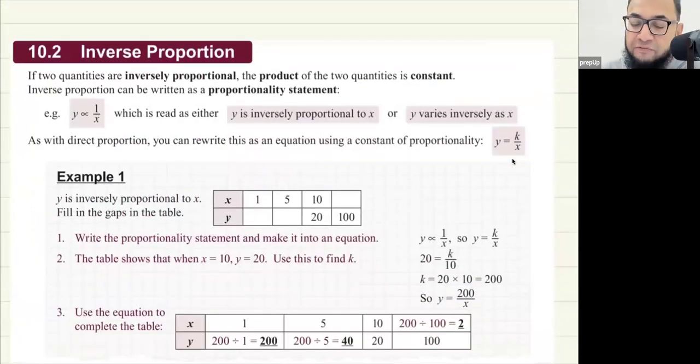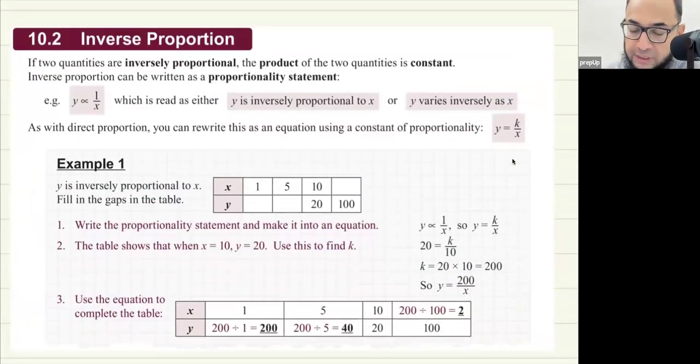Now, people, let's talk about inverse proportionality. What is inverse? If two quantities are inversely proportional, what happens? If they're inversely proportional, the product of the two quantities is constant. That's one approach of stating the truth. Inverse proportion can be written as a proportionality statement: y is inversely proportional to x. Y varies inversely as x.